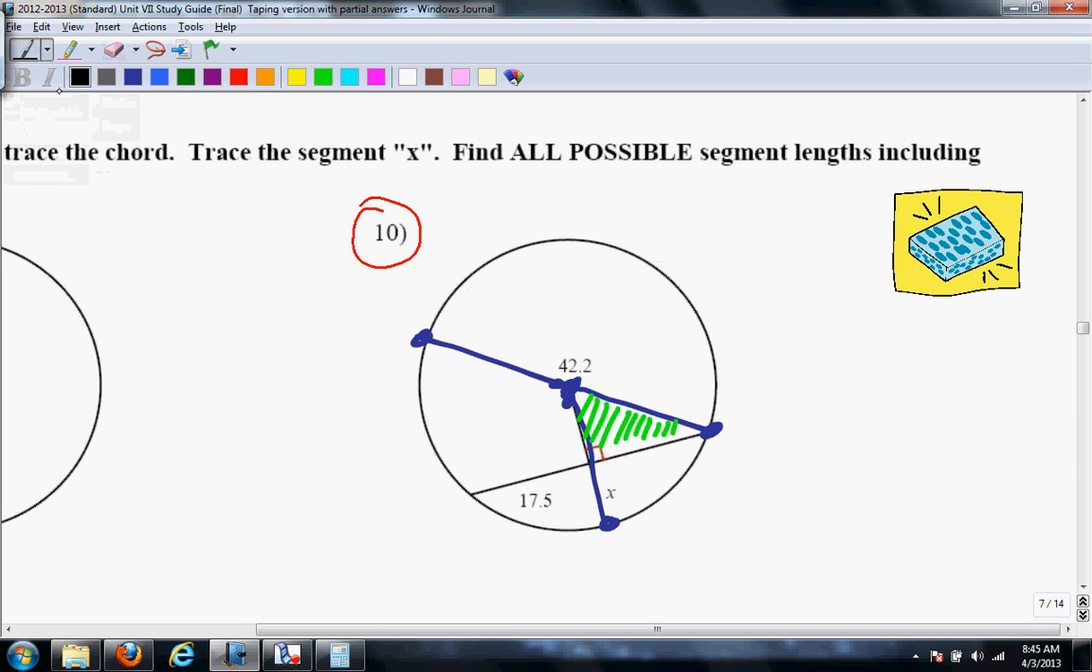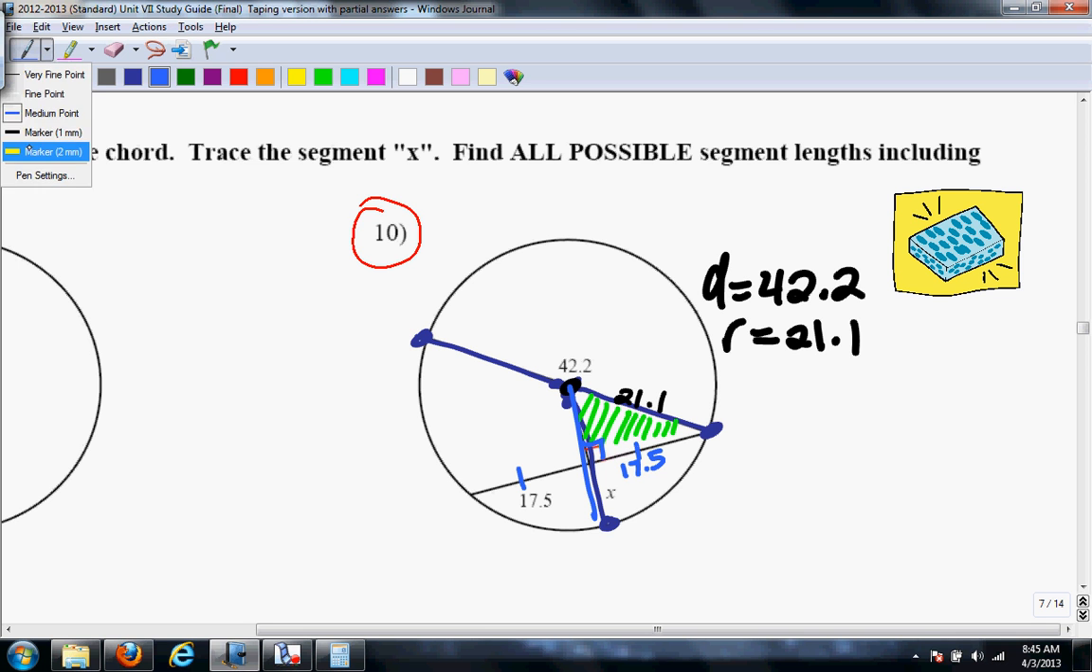That 42.2 is the entire diameter. So the radius is half of that, so you simply divide that by 2, and you're going to get 21.1. So from here is 21.1. We know if perpendicular, then bisect. There's perpendicular. That means this chord's been bisected. That means this is 17.5. Now we have two sides of a right triangle. We can find the third side, which I'm going to have here in red, nice and bold.